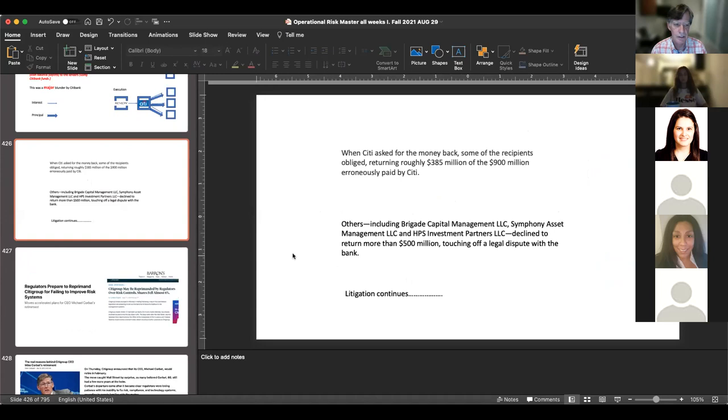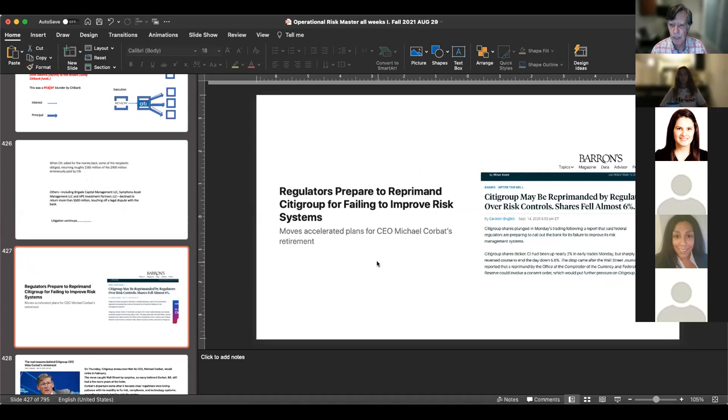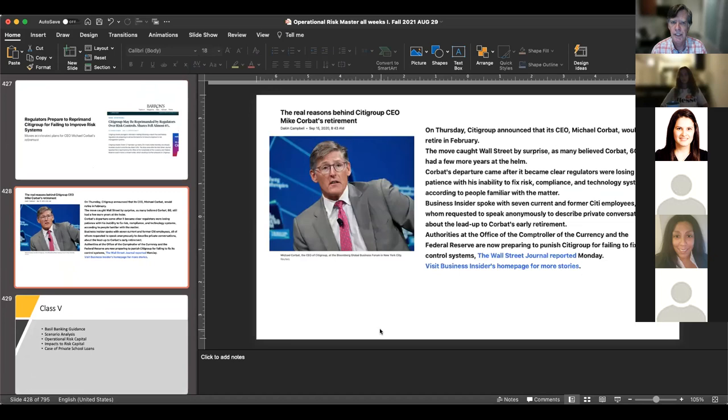Because of that, Citibank got a lot of press. This is September 14th, 2020, not that long ago. So the regulators reprimanded Citi for failing to improve their risk systems. And boom, somebody paid the price. Their CEO, Mike Corbett, paid the price for having inadequate controls. But as we all know, it was a far-flung operation. And Citibank had been trying to get rid of those businesses, get rid of the insurance business, get rid of the stock sales and trading. And for the most part, they had been able to shed most of those businesses.